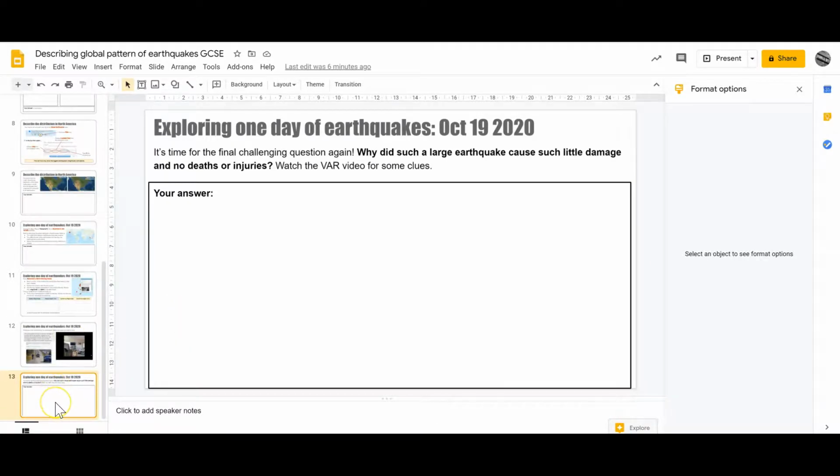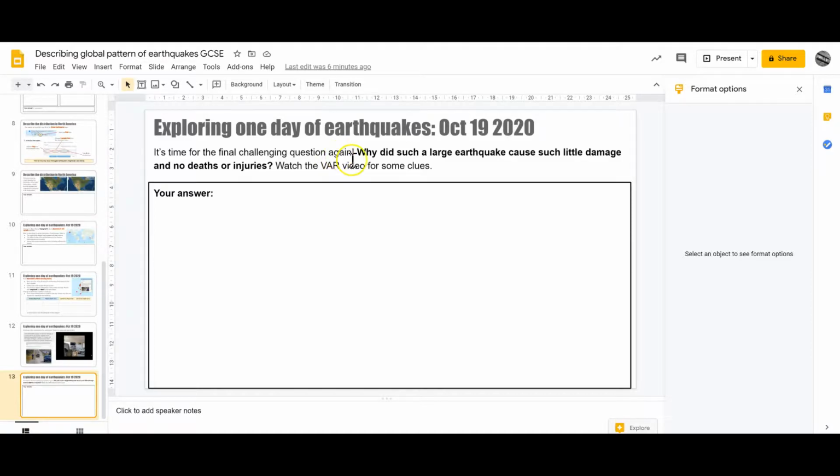And that brings us to our very final question here. Now, I'd like to finish these 3 tasks with an opportunity for you to really shine. This is the final challenging question. Again, I'm not giving you the figure just yet, but you'll find that by clicking on the pop-up boxes, of course. Why did such a large earthquake cause such little damage, no deaths or injuries?